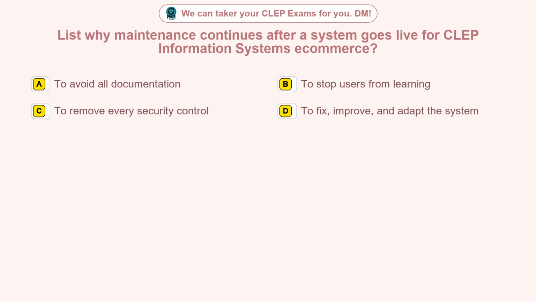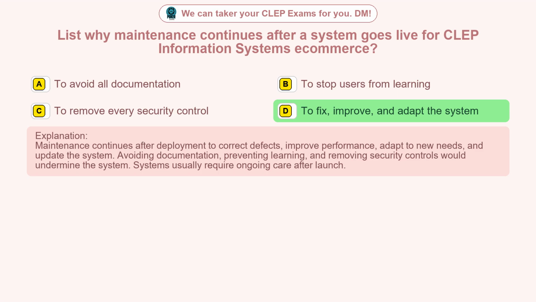Question 77. List why maintenance continues after a system goes live for CLEP Information Systems Ecommerce. Option A. To avoid all documentation. Option B. To stop users from learning. Option C. To remove every security control. Option D. To fix, improve, and adapt the system. The correct answer is option D. To fix, improve, and adapt the system.